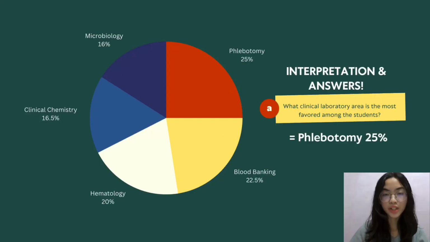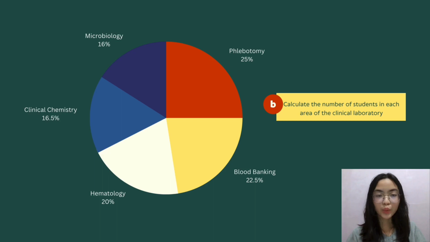As presented by the chart, we can visualize which among the clinical laboratory areas is the most favored. We can derive from the chart that phlebotomy has the highest percentage at 25% among all areas, and therefore it is the most favored clinical laboratory area among the third-year medical technology students.